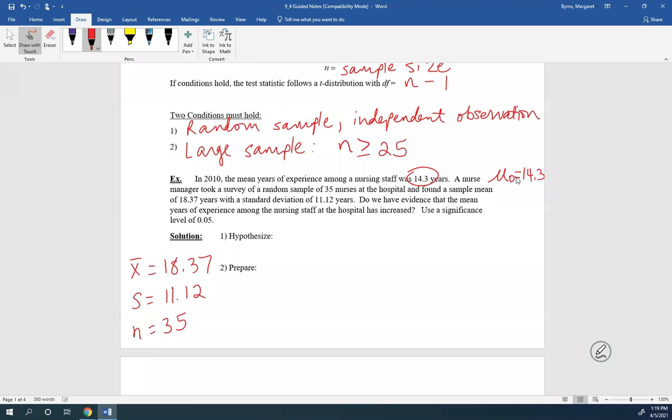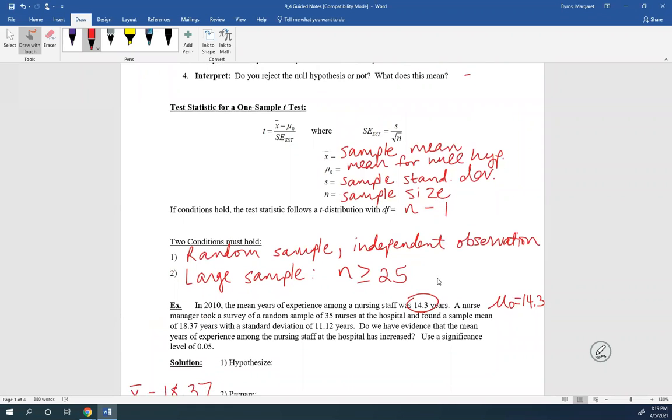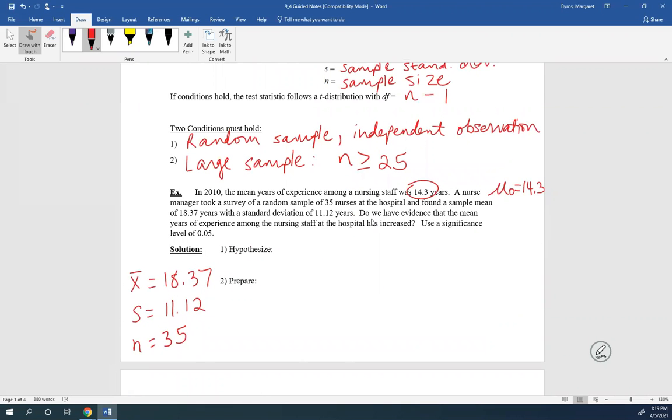Okay, so looking at these symbols back up here, that's your mu naught. The question we want to evaluate is, do we have evidence that the mean years of experience among the nursing staff at the hospital has increased? So just like always, that phrase is going to tell you how to set up your alternative hypothesis. So let's write down our hypotheses.